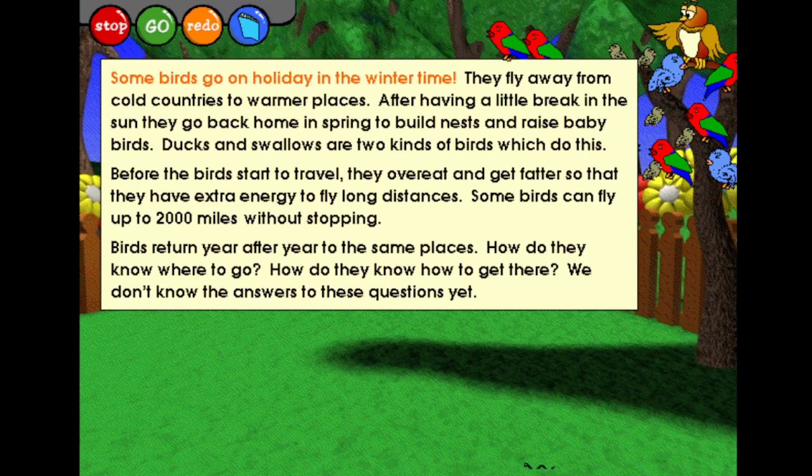Some birds go on holiday in the wintertime. They fly away from cold countries to warmer places. After having a little break in the sun, they go back home in spring to build nests and raise baby birds. Ducks and swallows are 2 kinds of birds which do this. Before the birds start to travel, they overeat and get fatter, so they can have extra energy to fly long distance. Some birds can fly up to 2,000 miles without.